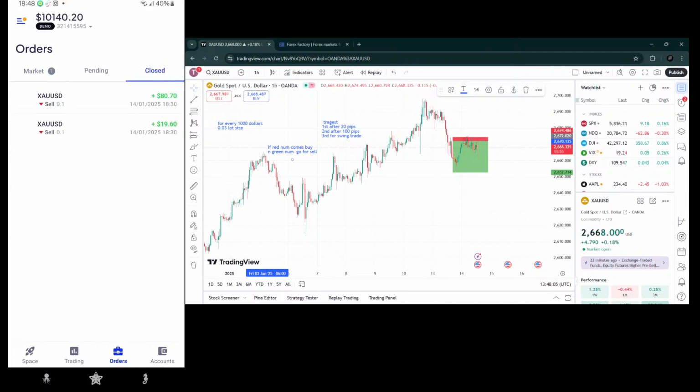Even if it hit break even, it doesn't matter because we have done our day with profits. If anybody is watching and they took a trade, they will be in profits, you can comment to us.